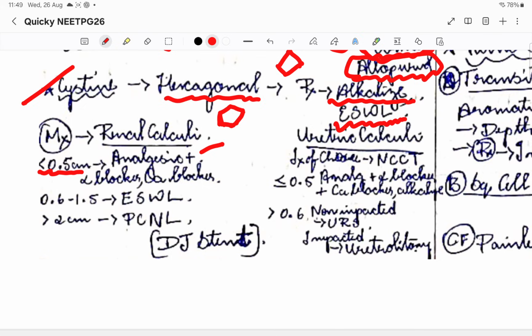Now if it is 0.6 to 1.5 centimeter, if it is a renal calculus, we are going to go for ESWL.